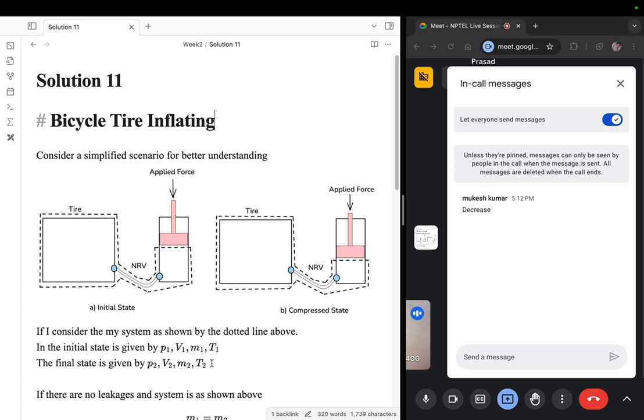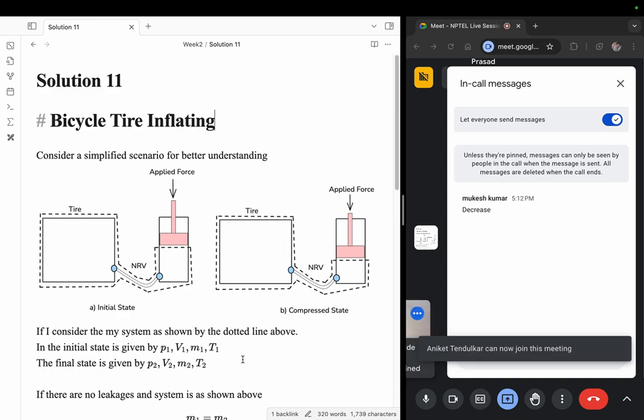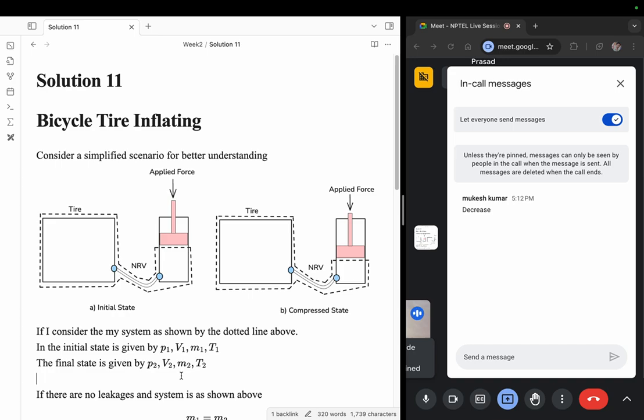Now my initial state will be given by initial pressure, volume, mass and temperature, and my final state will be given by some P2, V2, M2 and T2. That is fine. So first question, can I consider this entire thing to be my system? Yes or no? I think you can see the answer directly. I have already drawn the boundary, so you can consider that as your system, but only if there are no leakages, so no mass is escaping, then you can consider that as a system.